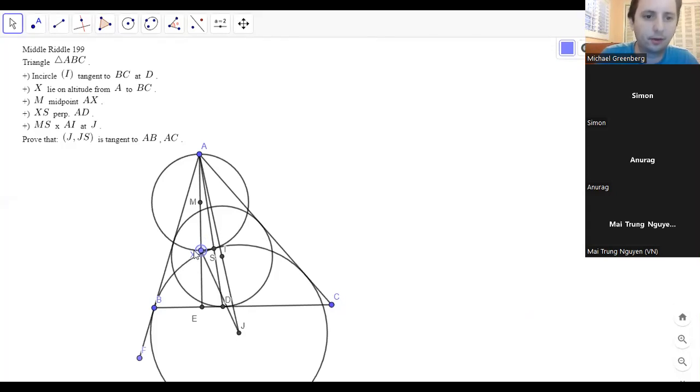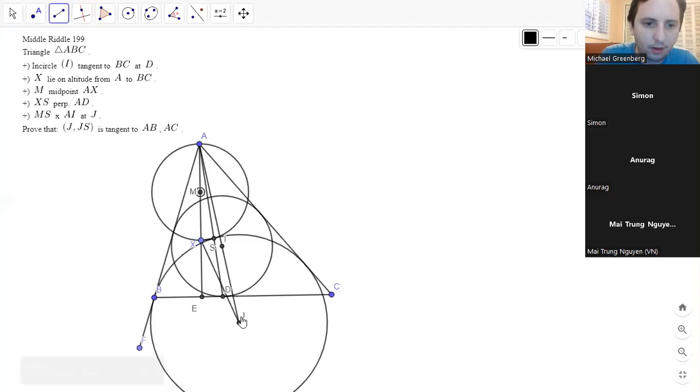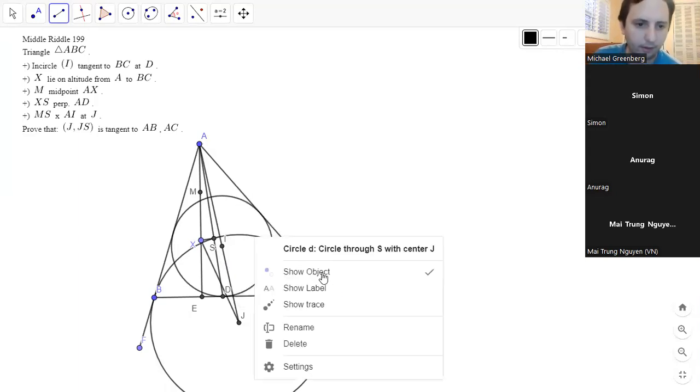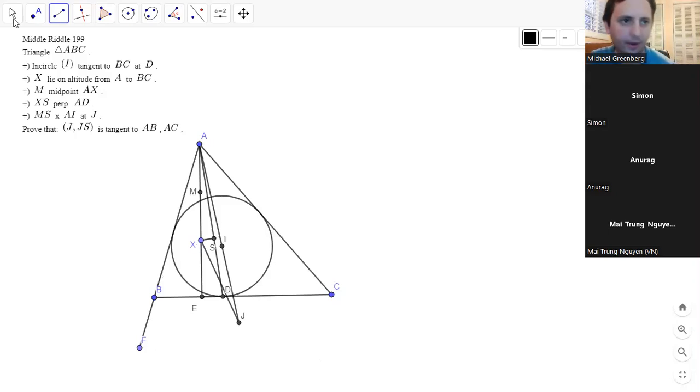M, S, and J are collinear. It's like the very definition of J. By Euclid you can conclude that if M, S, J are collinear, then these two circles are tangent. So basically it's equivalent to just showing M, S, and J are collinear. Okay, so we can hide these circles. Let's see if that's obvious, that M, S, and J are collinear.